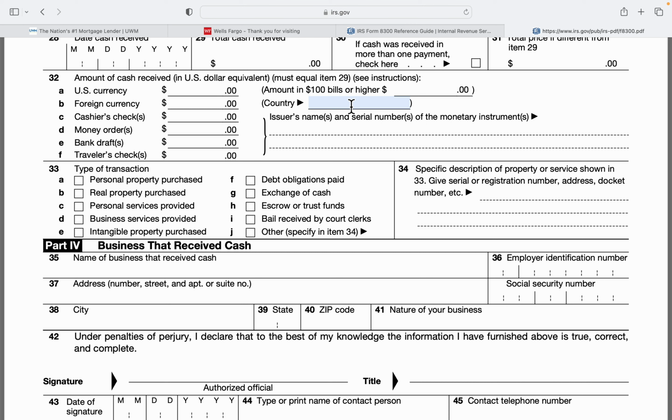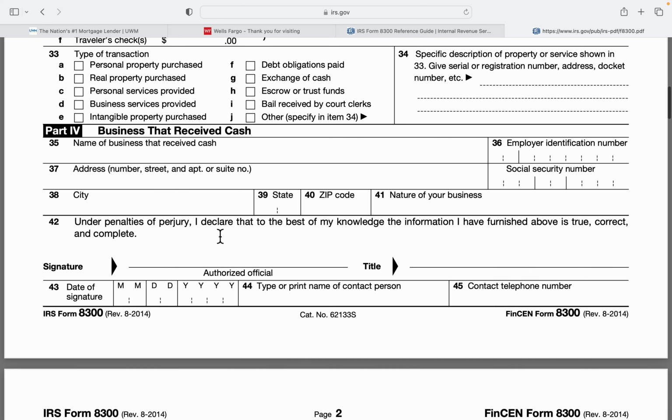If you received foreign currency, list the name of the country. You will also need to identify the serial numbers or identification number on the instrument here, and the name of the instrument. So it could be money orders from Western Union and the serial number that's associated with it.